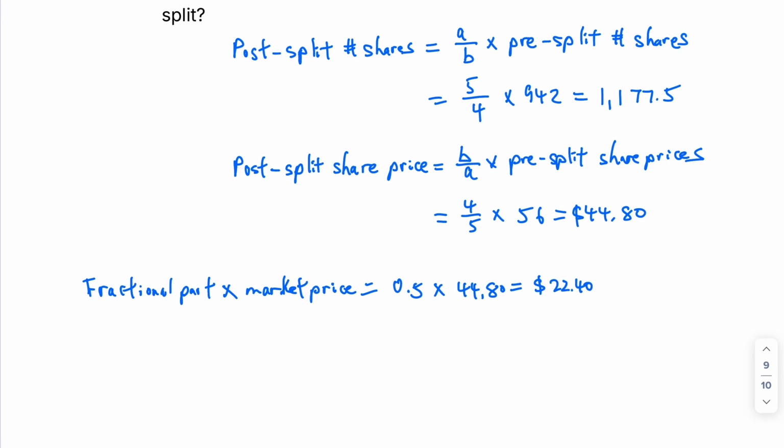Okay, so after the split, Steve will receive $22.40 in cash and 1,177 shares worth $44.80. Okay, so the 1,177 shares is what's remaining because the corporation is going to pay him half a share at this price. So what he's going to get is this much in cash. He's going to be left with this many shares at $44.80.